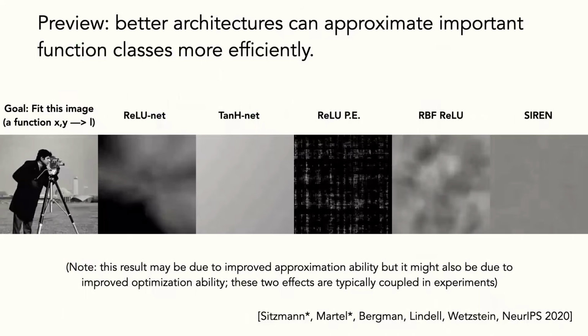And so here's a bit of a preview. But it turns out that better architectures can approximate important function classes more efficiently. So this is a result from a paper by another MIT professor, Vincent Sitzmann, where they introduced this model over here on the far right called Siren. And Siren actually uses a sinusoidal activation space. And that fits images more efficiently. If anyone's taken signal processing, this idea might be a bit familiar.